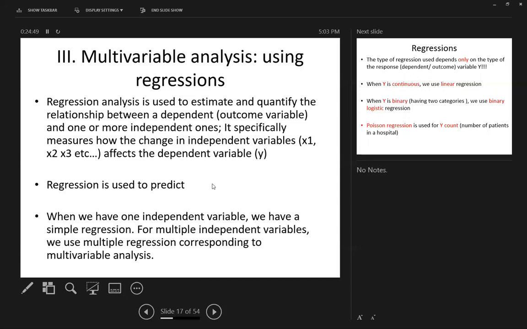Therefore, we call the OR, or whatever measure of association that is generated from a regression, adjusted measures of association. Okay, when we have a regression and we put only one independent variable, we call it a simple regression. And when we put multiple independent variables, we call it multiple regression, corresponding to multivariable analysis.